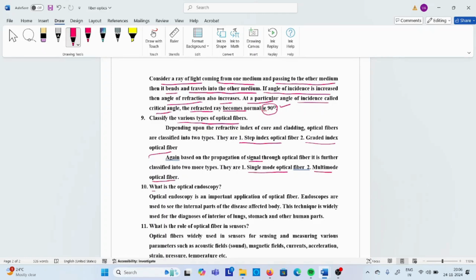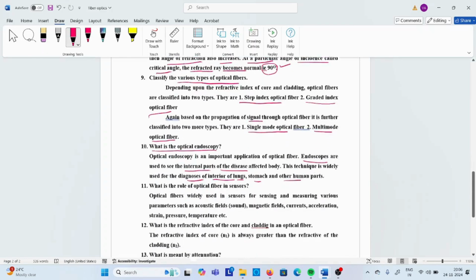Then another question is, what is optical endoscopy? Optical endoscopy is an application of optical fiber. This method is used in the medical field. The endoscope instrument is used to see the internal parts of the diseased or affected body. This technique is widely used for the diagnosis of the interior parts of the body like lungs, stomach and other organs.